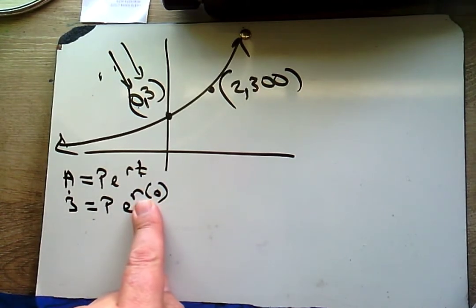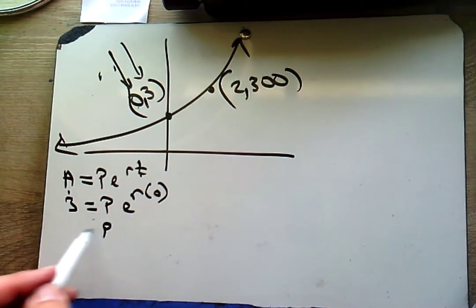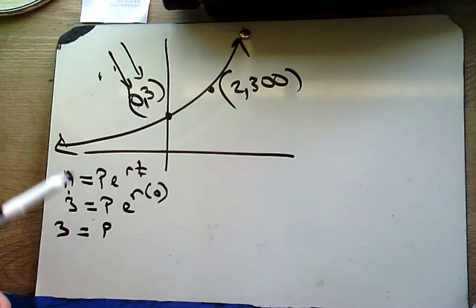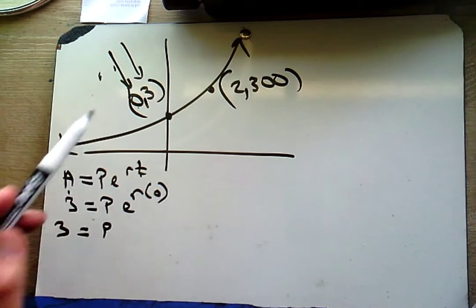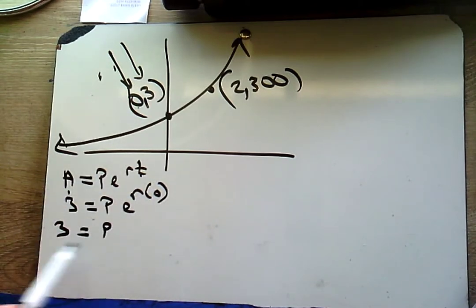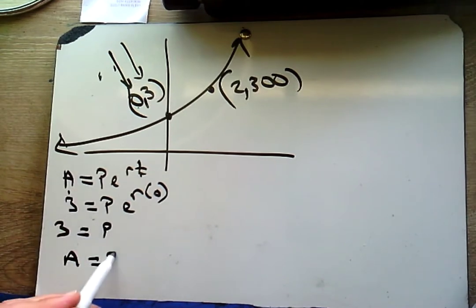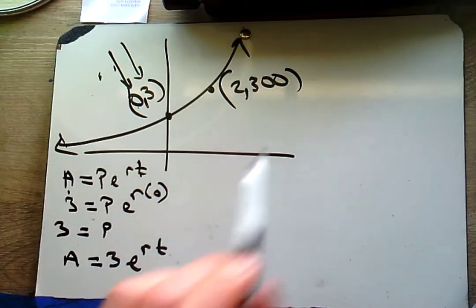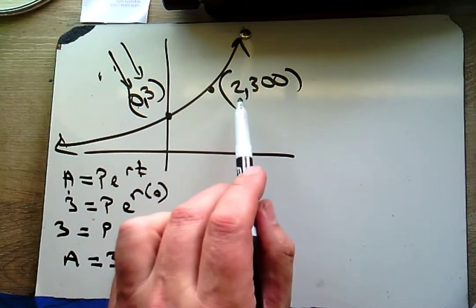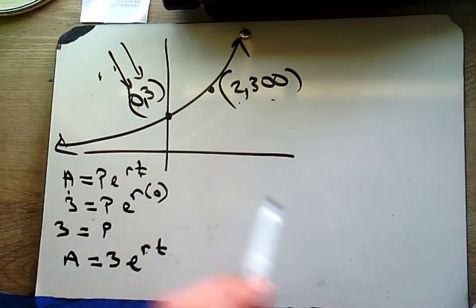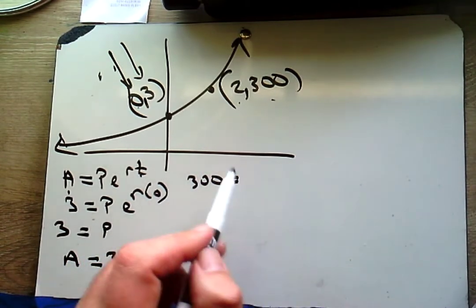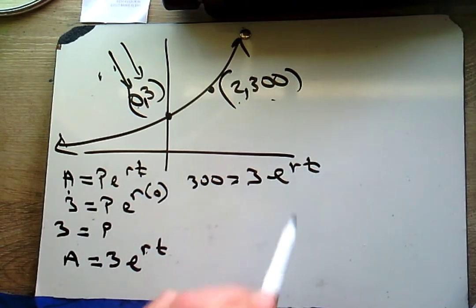0 times r is 0. e to the 0 is 1. 1 times P is just P. And so P equals 3. So even if I don't recognize this on the graph as the initial amount, I can plug that ordered pair into PERT to find that the starting amount P is 3. So A equals 3 e to the RT. Next, I'm going to plug in this ordered pair for t and A to solve for r. And so I'll have 300 equals 3 e to the 2r.